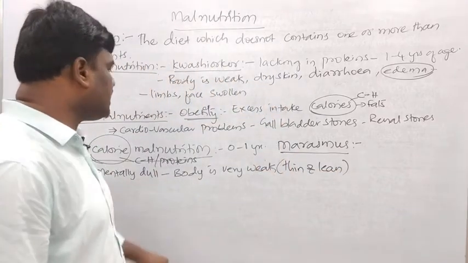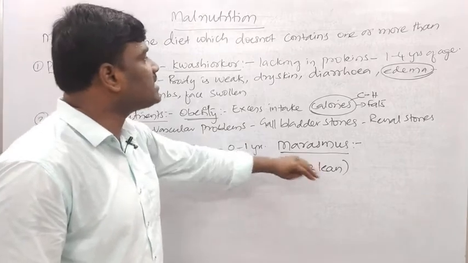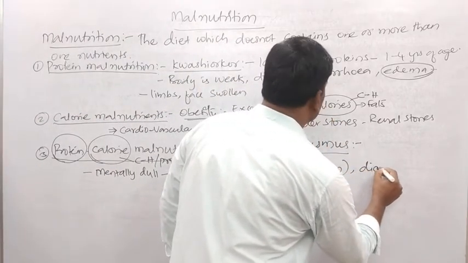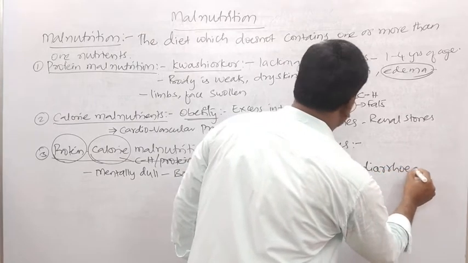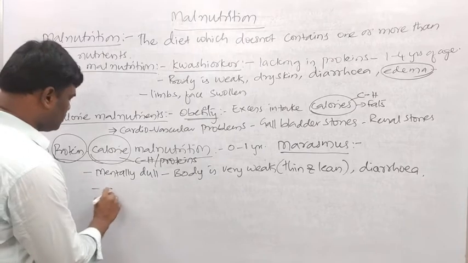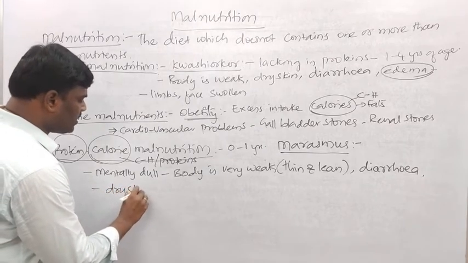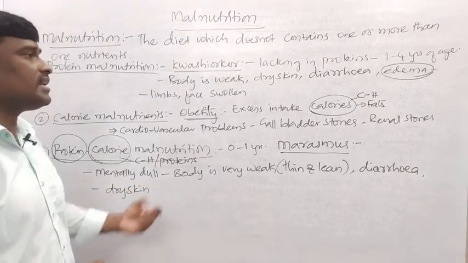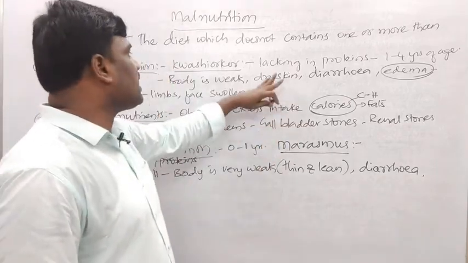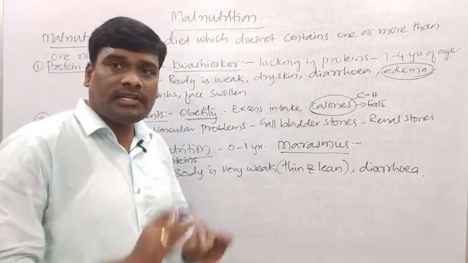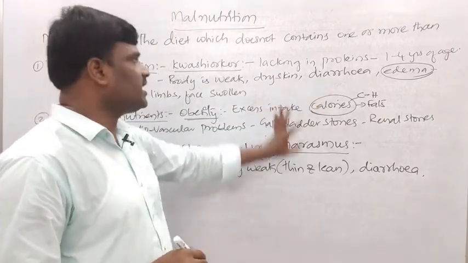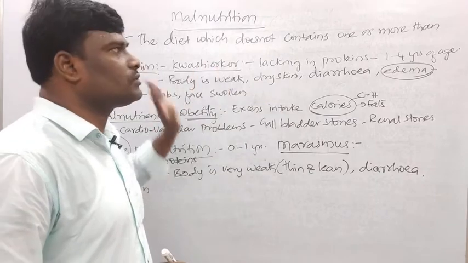So mentally they are dull and they are thin as well as lean, children, and usually they suffer from diarrhea. Okay, and their skin is also very dry, children. Dry skin is seen. Okay, so if you observe marasmus as well as kwashiorkor, children, there are common symptoms here. What are those? Diarrhea, isn't it? Dry skin, and the body is also very weak.